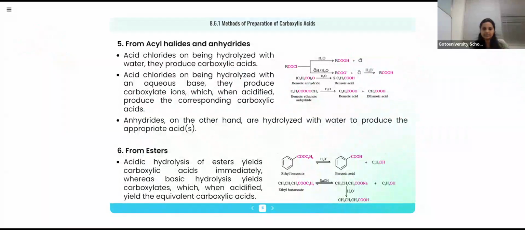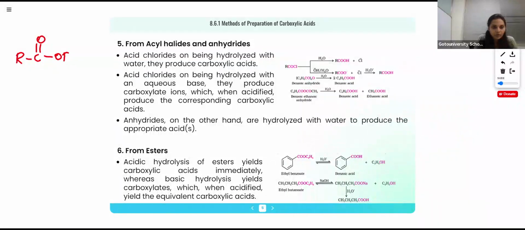It's clear, right? Next one is from esters. What are esters? Esters have the general formula RCOOR. Suppose I write one example: CH3COOCH2CH3. This is an ester, right? So from the ester, we can produce acid.